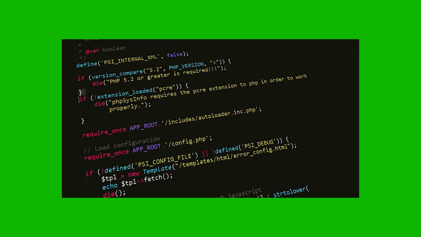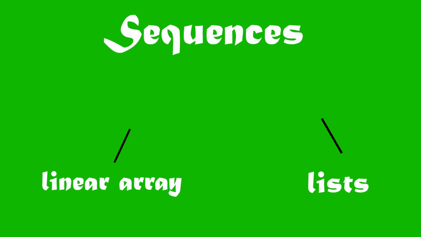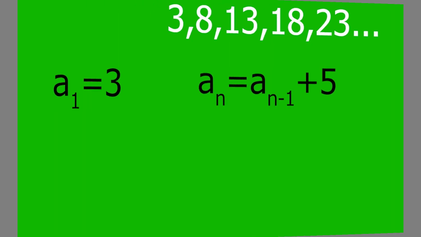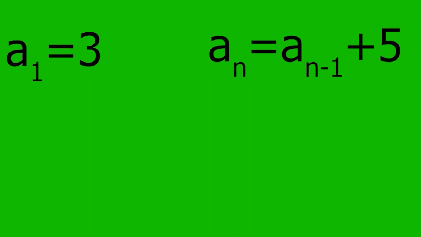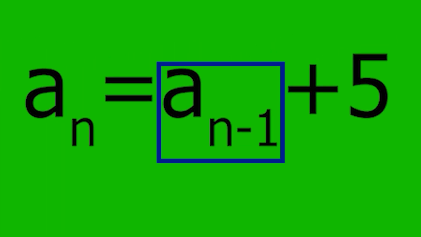Sequences are important in computer science, where they're sometimes known as linear arrays or lists. In the previous video, we discussed recursive formulas. One of you asked, why do we use a_{n-1} as part of the formula? The reality is, we don't need to, but for convenience's sake, we name it a_{n-1}.